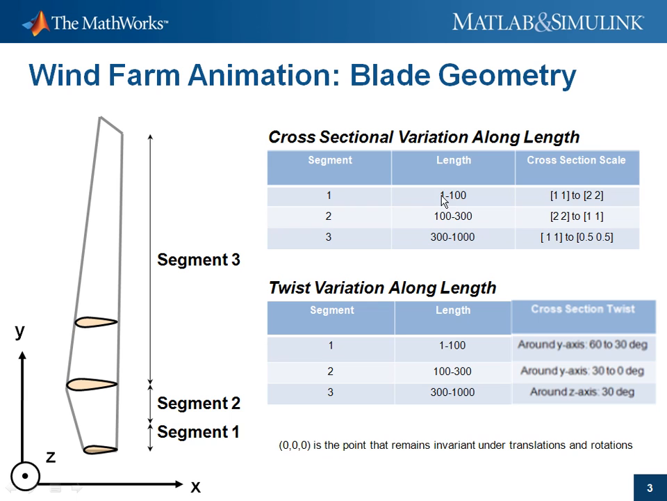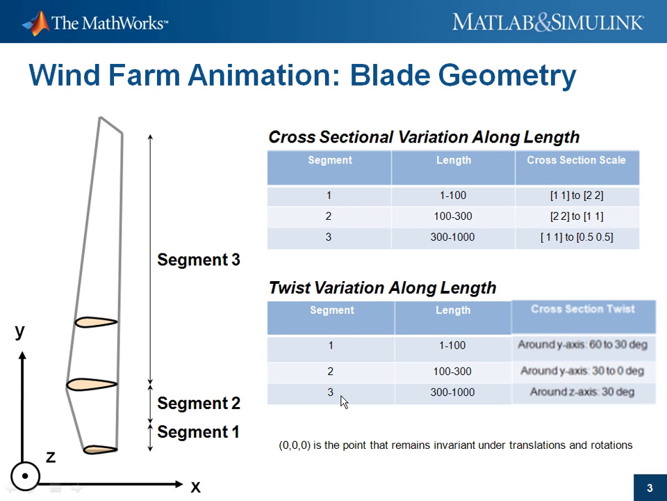What I want to do is that from the y-axis value from 1 to 100, I want the cross section to vary from a scale of 1 1, which is again along the z and the x-axis, to 2 2. I want to double it, and then from 100 to 300 I want to half it, and then from 300 to 1000 I want to gradually decrease it, again half it from 1 1 to 0.5 0.5. Okay, so this is the kind of scaling that I would like to see. And if you try to visualize it, this is basically what this blade is going to look like.